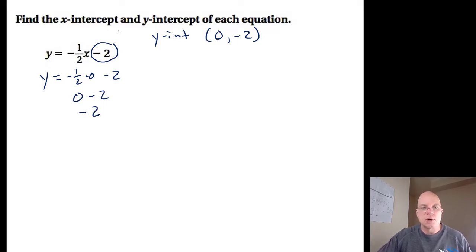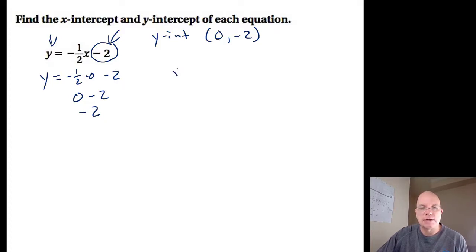So if you start to see that shortcut, if you start to understand that the constant term is the y-intercept, or the y-coordinate of the y-intercept, you can start using that idea here and on your homework. This is only true though when it's written in slope-intercept form, where y is isolated on one side of the equation. That's mostly what we're going to deal with this year.